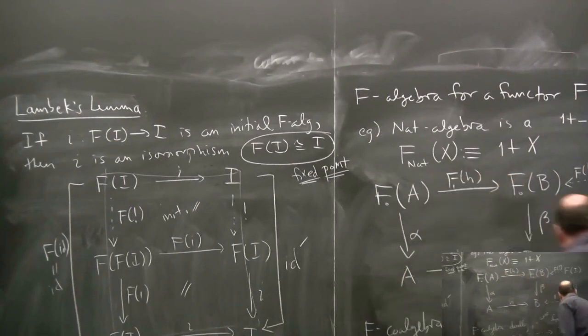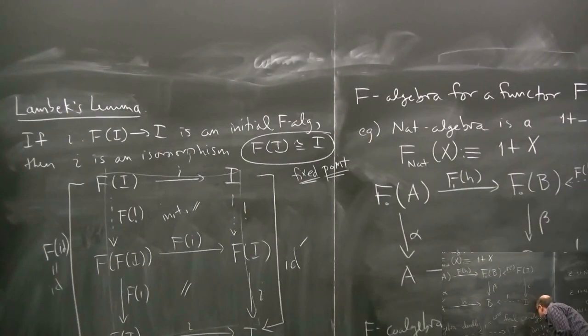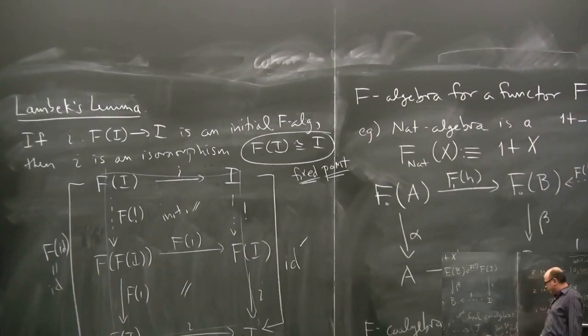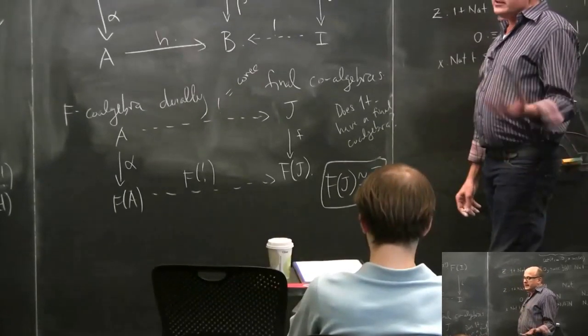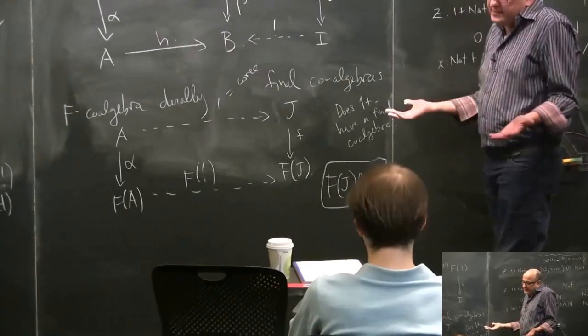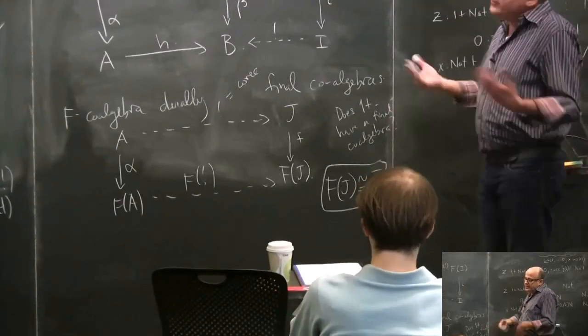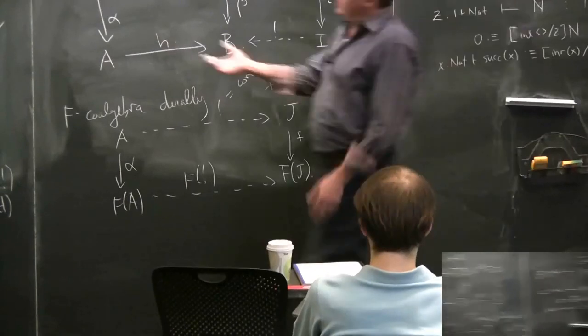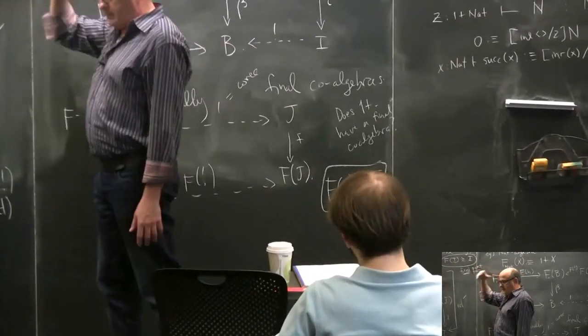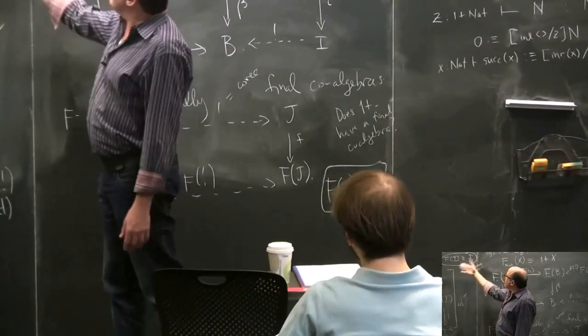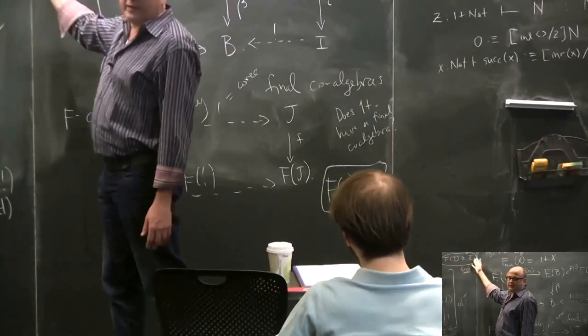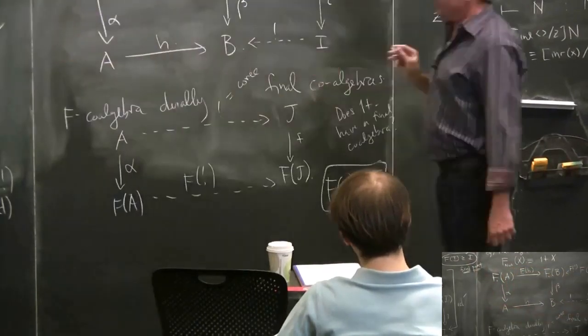In this setting, you'll be able to show by the Lambek lemma that F of J is isomorphic to J. So do that as an exercise. Indeed, the structure map of the final coalgebra is the isomorphism in question. So the initial algebra and the final coalgebra are two ways of inducing a universal, or technically universal and co-universal, fixed point. And such things are unique, determined uniquely up to isomorphism.